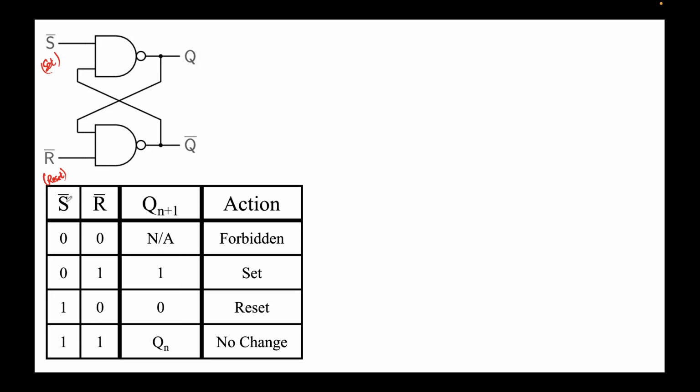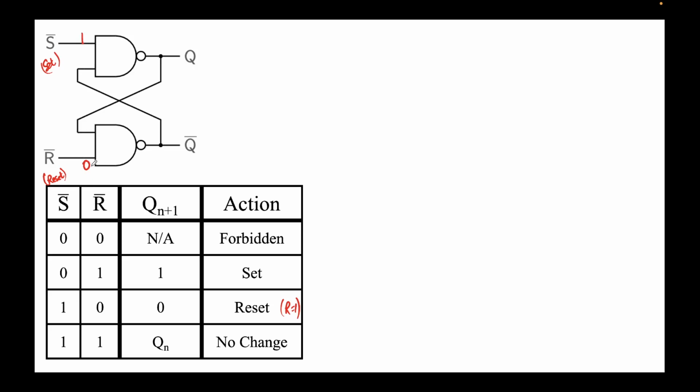On the other hand, if we set R bar equal to 0, that would mean R equal to 1. Reset equal to 1. So when we are resetting, the value of Q should become 0. Let's see what's going to happen. Let's put R bar is 0 and S bar is 1.